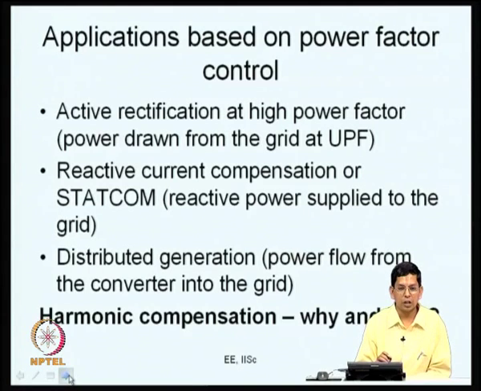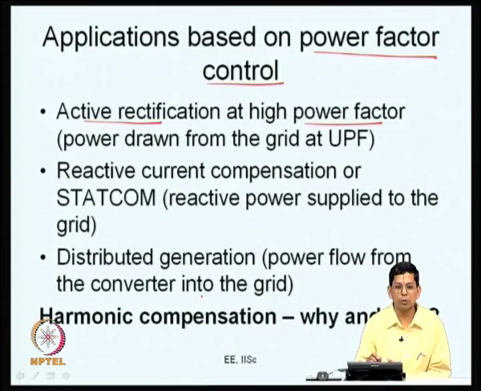So, from whatever we saw now, it is possible for you to control the power factor at which current is being drawn. Now, that power factor can be unity, or very close to unity. The phase difference can be very minimal between the current drawn and the grid voltage. So, this is what happens in active rectification at high power factor. You draw power from the grid at unity or very close to unity power factor. Sometimes you pump reactive current, or reactive power, into the grid. You maintain the current to be leading the grid voltage by 90 degrees. So, this is what you do here.